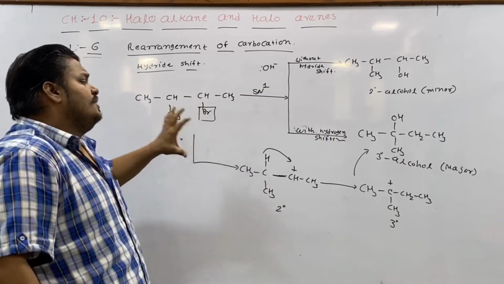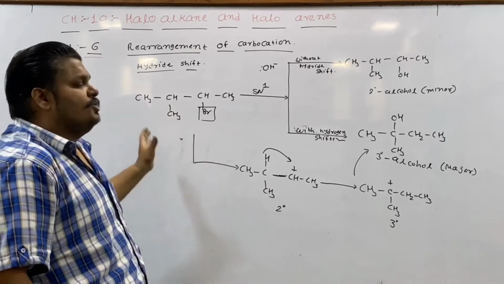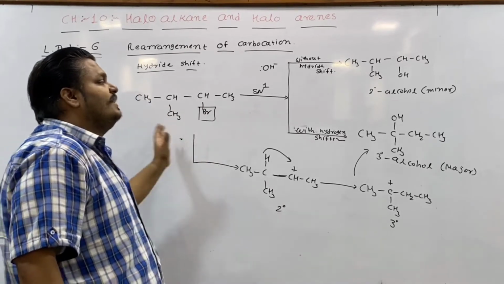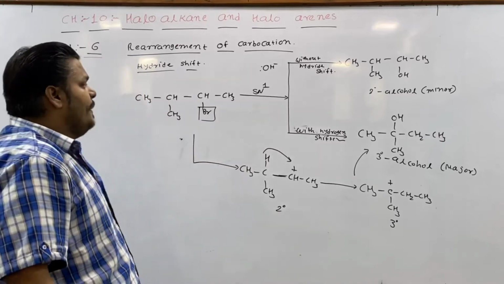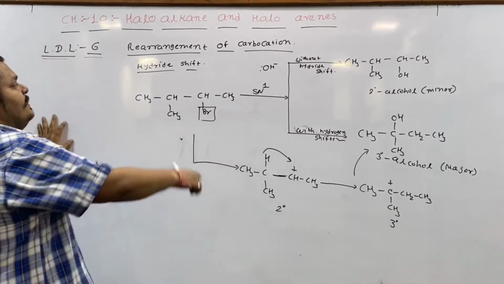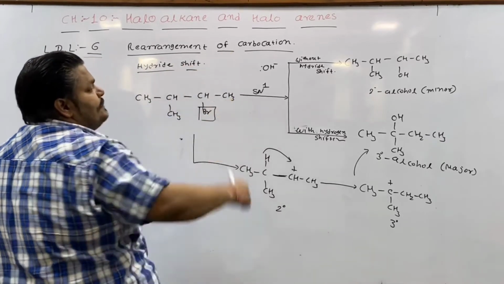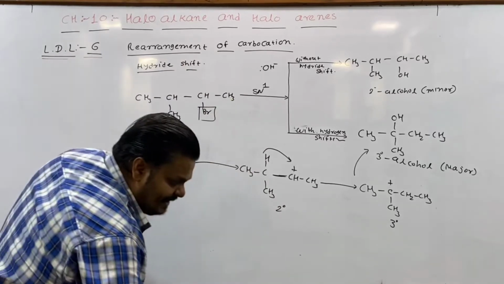We can also achieve the tertiary carbocation, or a more stable carbocation, by shifting of a methyl group. Let's take the methyl shifting for the rearrangement of a carbocation. Methyl shifting.